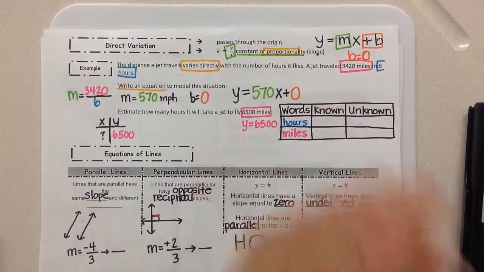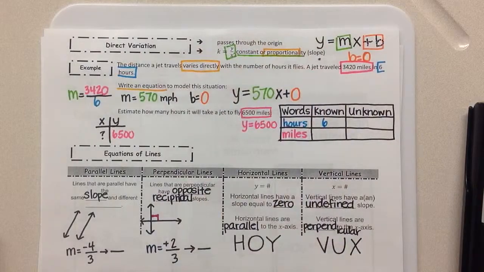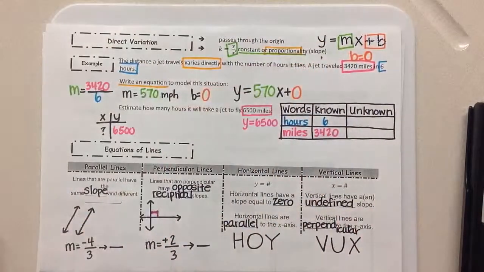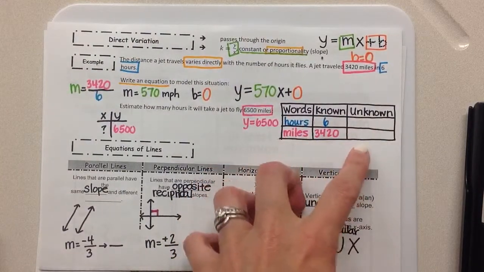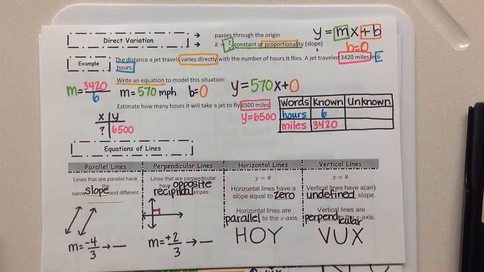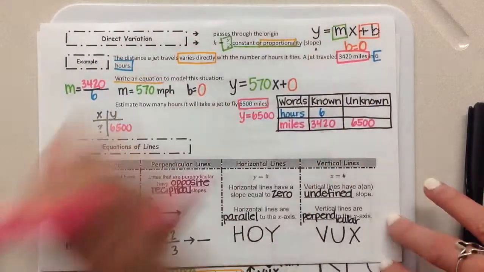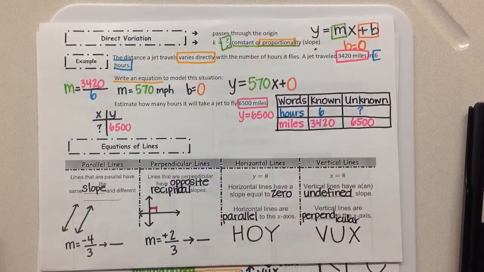Well, it told me at the very beginning that if I know my hours is 6, then I know exactly how many miles I have. I have 3,420 miles. And then I've got my unknown column. So either I'm not going to know my hours or I'm not going to know my miles. Well, they gave me another number for miles, so I'm going to put that in the correct row, 6,500. But what I don't know is the number of hours.